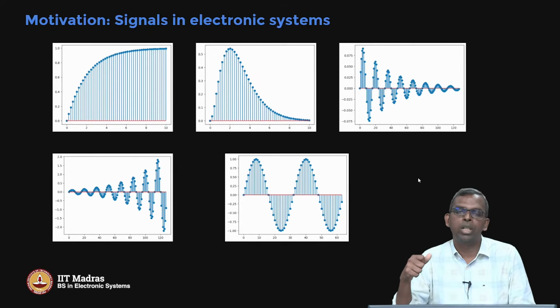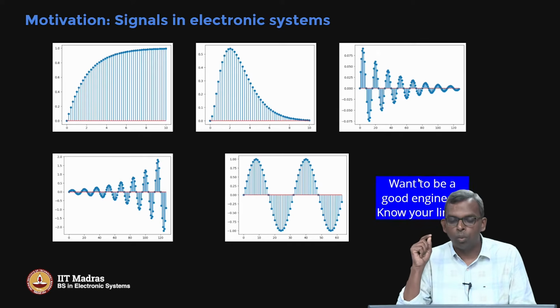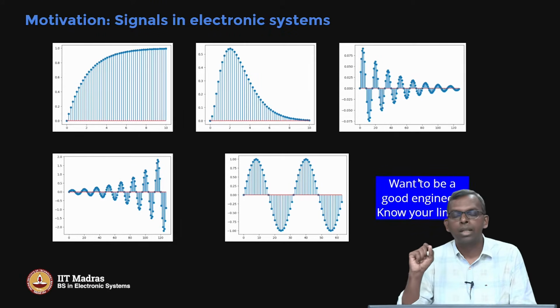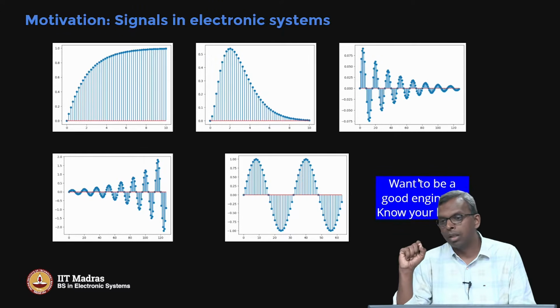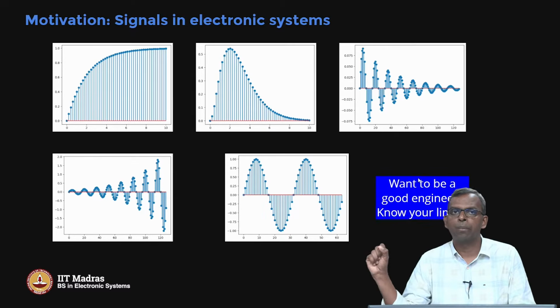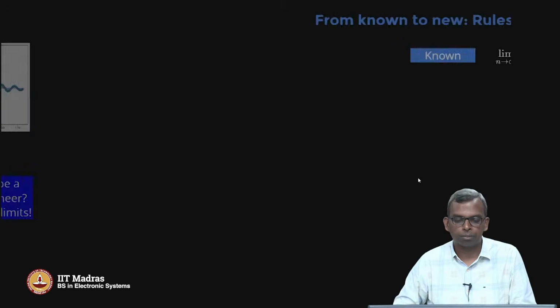If you want to build good engineering systems, you want to be a good engineer, you better know your limits. You know how a signal's equation has to be written as a function of time, and you have to know how that could be a sequence, and how it behaves for large values of time. All of that is very, very important. So keep yourself motivated by knowing that these things have extremely good, clear applications. And if you know this, you'll be a much better engineer than not knowing these things.